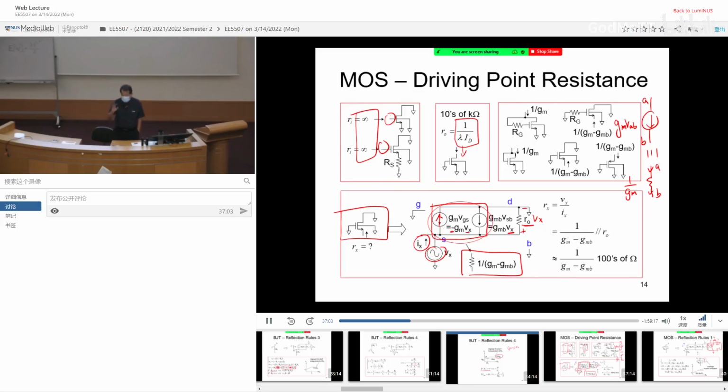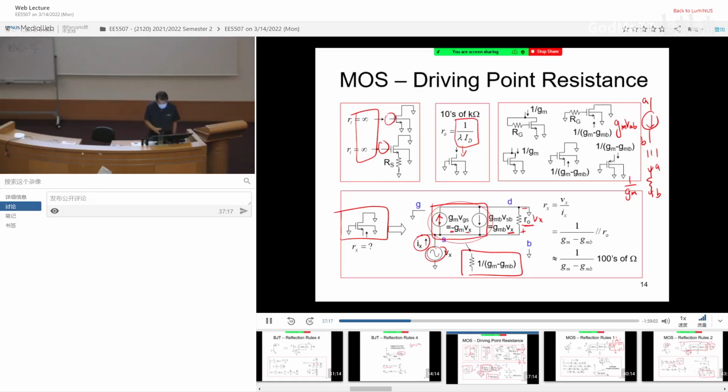Okay? So don't be fooled by the current source symbol. The current source symbol is only meaningful if the voltage is not at the two terminals. If the voltage is actually at the same two terminals, it's a resistance. This is Ohm's law. So with that, I see that this is basically just two resistors in parallel: 1 over Gm minus Gmb in parallel with R0. And then eventually you get the following result. Okay?